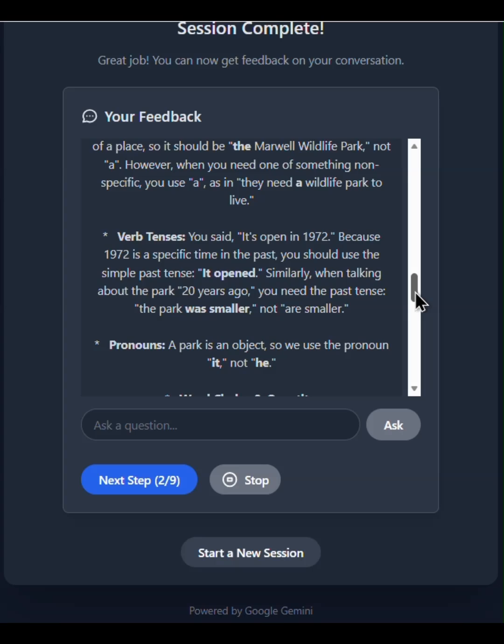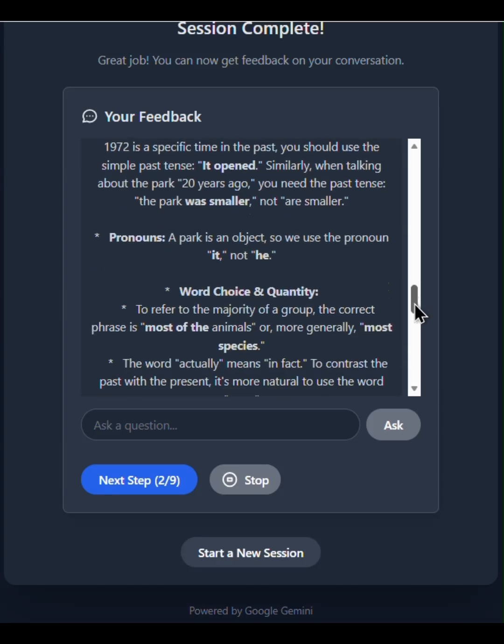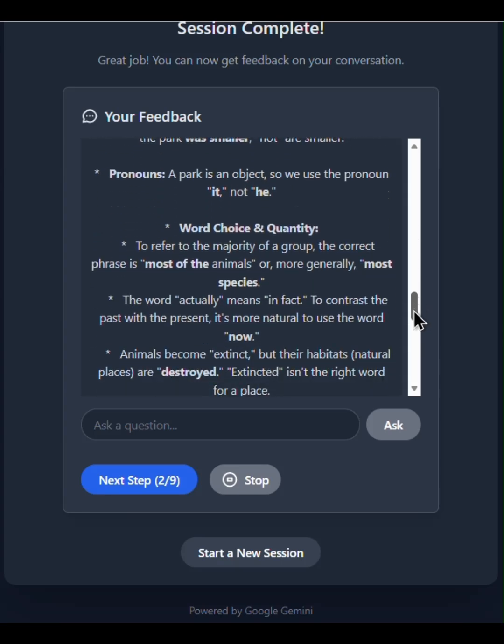Verb tenses. You said it's open in 1972. Because 1972 is a specific time in the past, you should use the simple past tense. It opened. Similarly, when talking about the park 20 years ago, you need the past tense. The park was smaller, not are smaller. Pronouns. A park is an object, so we use the pronoun it, not he.